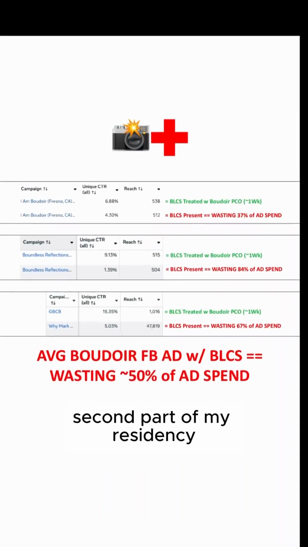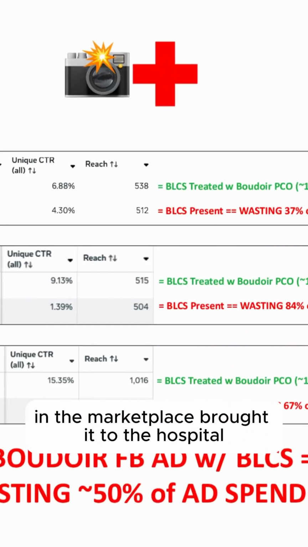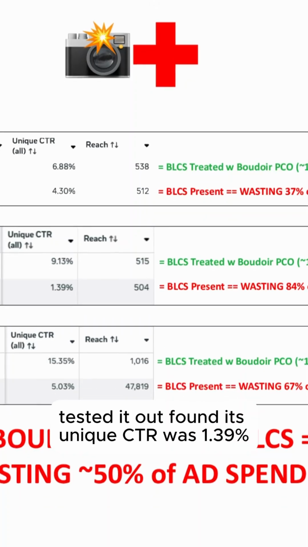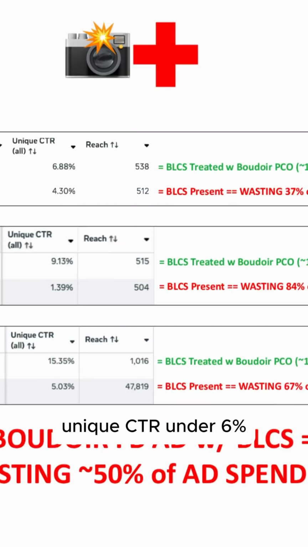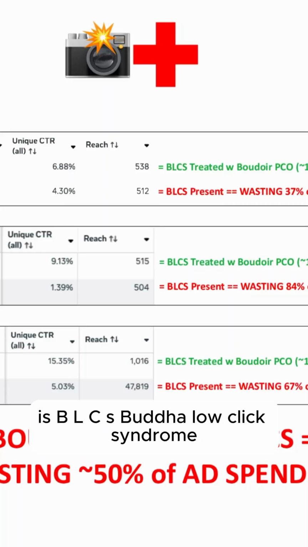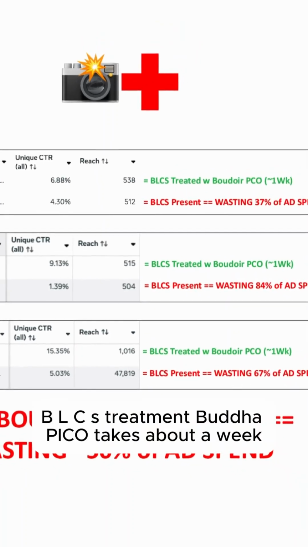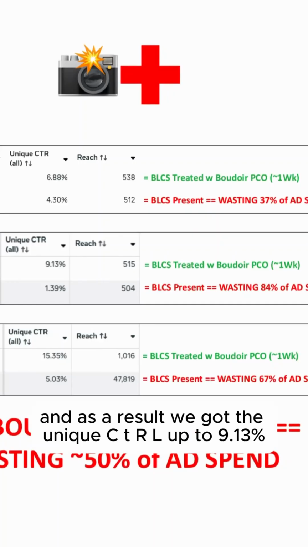All right, second part of my residency, I found another Boudoir Facebook ad out there in the marketplace, brought it to the hospital, tested it out, and found its unique CTR was 1.39%. So we discovered that BLCS was present. Unique CTR under 6% is BLCS, Boudoir Outclicked Syndrome, but we got the treatment for it. BLCS treatment with Boudoir Pico takes about a week. And as a result, we got the unique CTR up to 9.13%.